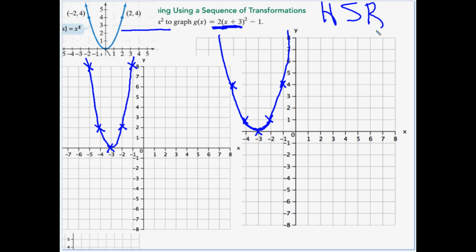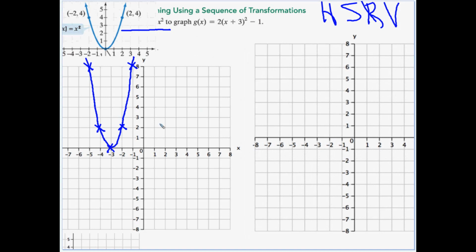Next is a reflection. Do we have any reflections here? Doesn't look like it. There's no negative in the parenthesis, no negative outside, so no reflections. And then lastly would be our vertical shift. Here the -1 tells us we're going to move every point down 1. So this point at -3, right on the x-axis, is now down at -3, -1. These points here that were at a height of 2 now got knocked down to a height of 1. The x values did not change.